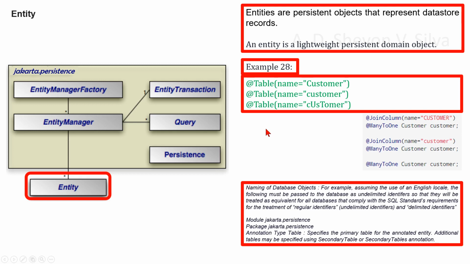By default, the names of database objects must be treated as undelimited identifiers and passed to the database as such. For example, assuming the use of English locale, the following must be passed to the database as undelimited identifiers, so that they will be treated as equivalent for all databases that comply with the SQL standard requirement for treatment of regular identifiers, undelimited identifiers, and delimited identifiers. Similarly, the following must be treated as equivalent.